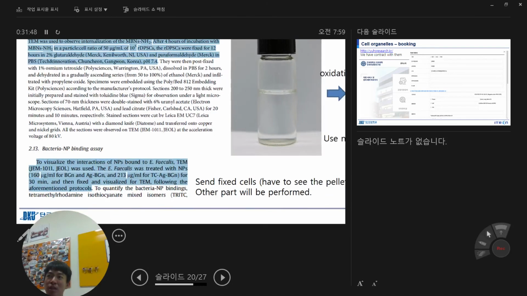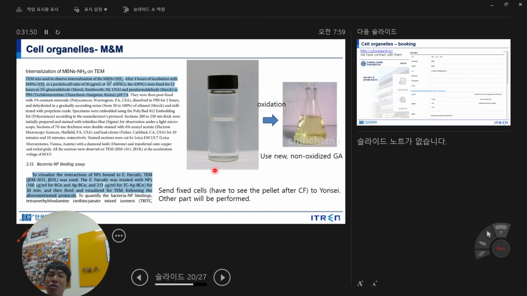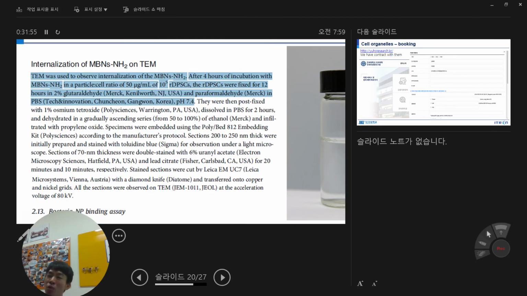Okay. So when you treat the nanoparticles and cells, you treat them for 4 hours or 30 minutes, and then you collect the cells by centrifuge. How? 3,000 RPM, 5 minutes, something like that. Then you can see the pellet. When you see the pellet, remove the supernatant, tap, and then using 2% glutaraldehyde and 2% paraformaldehyde, fix overnight. And then send the sample. That's all.